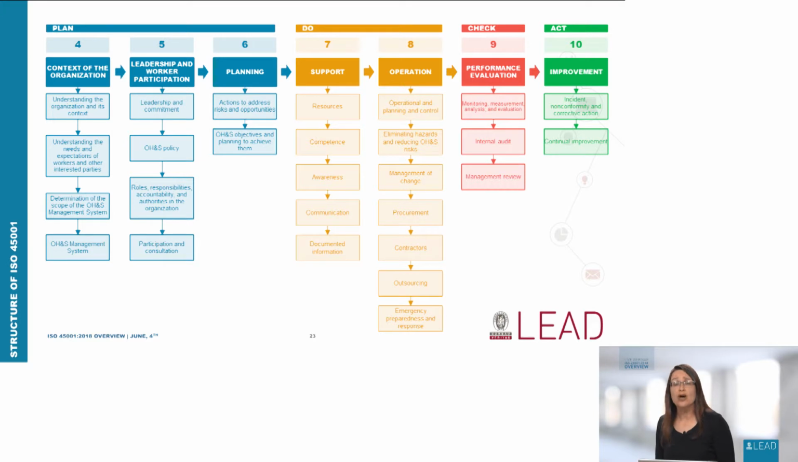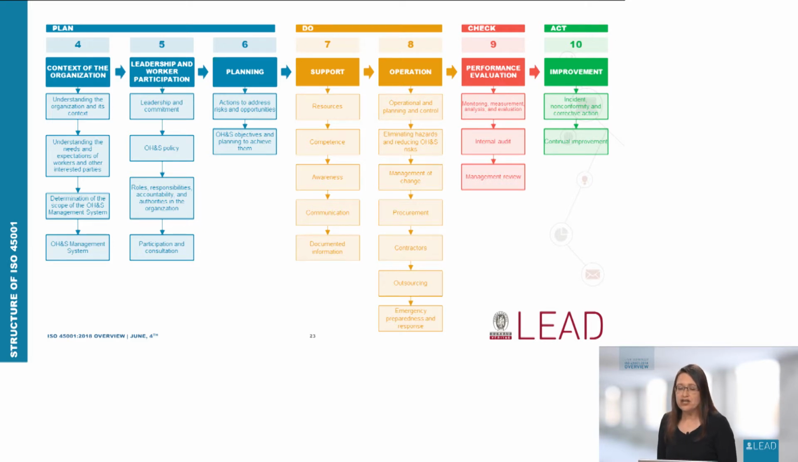Extremely important. We need to communicate all these things that we are discussing, the issues, risks, hazards, policies. We need to communicate them within and outside of our organization as well. And then another support mechanism is documented information, an umbrella term.